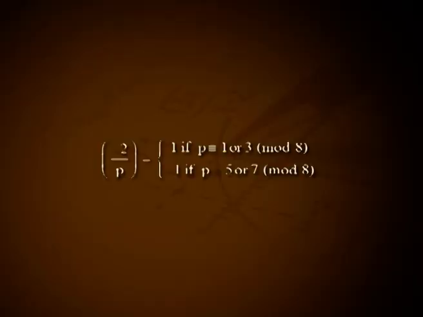Therefore, (-2/p) is equal to 1 if p is congruent to 1 or 3 mod 8, and equal to -1 if p is congruent to 5 or 7 mod 8.